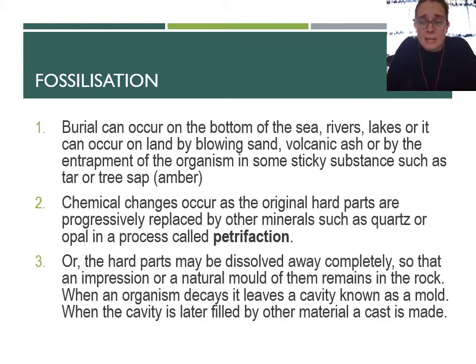So step by step, how we get fossils. Number one, the organism needs to die to start with. It's not going to survive this process. It's becoming a rock, so it's going to have to die. Where it dies is quite important. If it dies near water, so seas, lakes and rivers, that's very handy. It's going to get covered by water, and that's going to stop the decay process quite nicely.